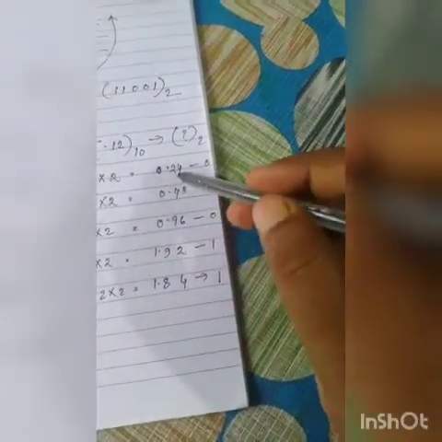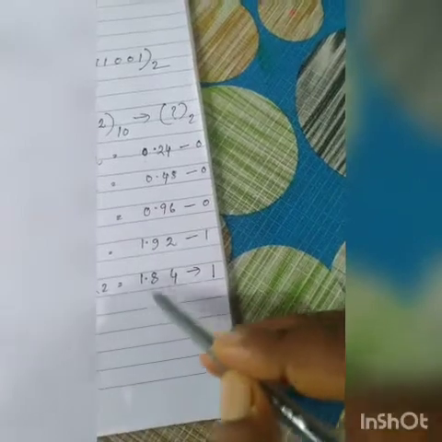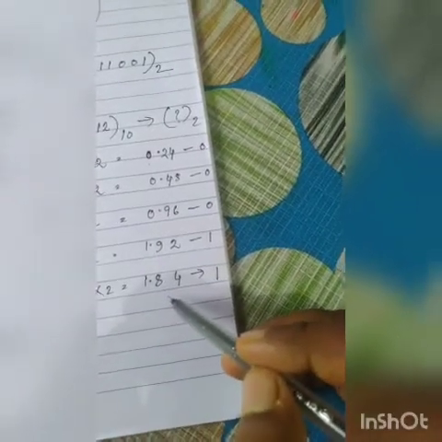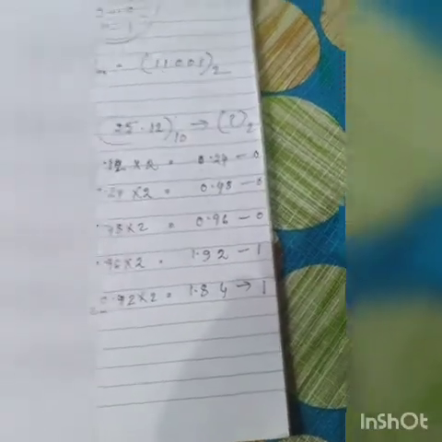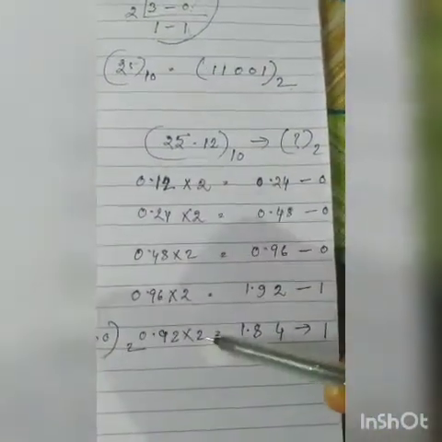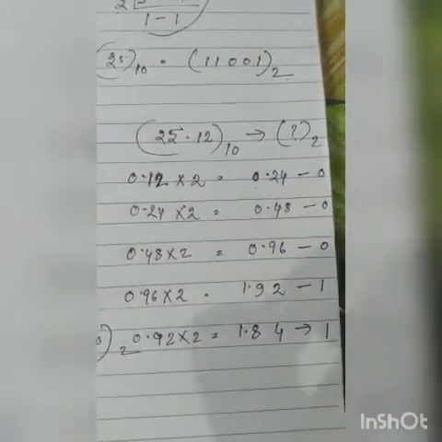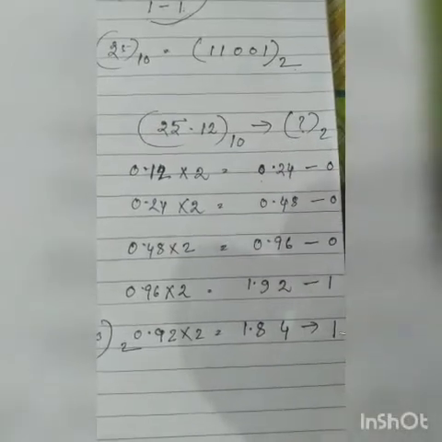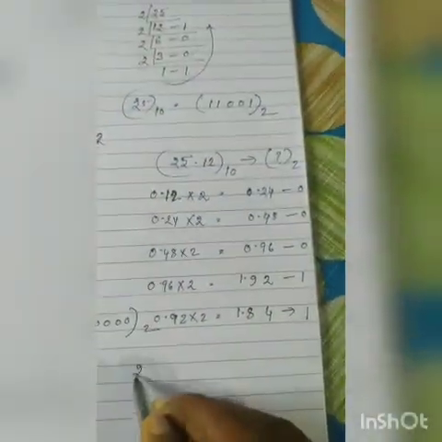So like this at least 5 times you will do. If all 0 comes, or 1.00 comes, then you will stop. Otherwise, at least 5 times you have to multiply. Whatever numbers come here, that answer you have to write, reading from this side only. So what will be the answer?